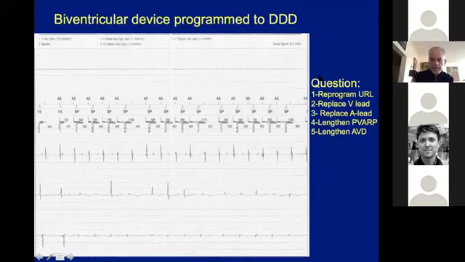All right, and everybody got it right. So reprogram upper rate limit, because this represents obviously the upper rate behavior. So that's a Wenckebach at the upper rate. Good, excellent, 100%.